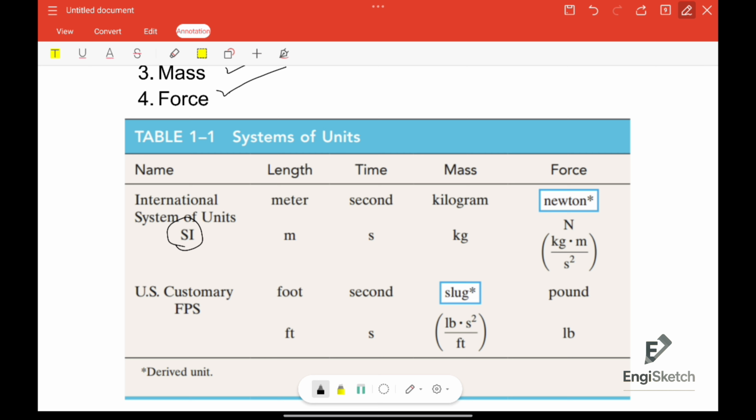In this course we will use the SI, but in some courses they might use the other one that is used in the US. In the SI we use meters for the length, seconds for the time, kilograms for the mass, and Newtons for force.